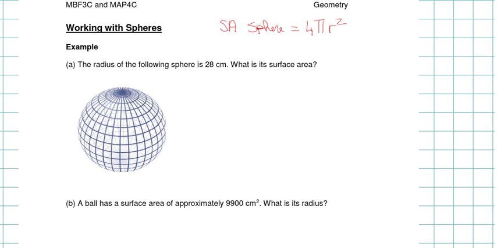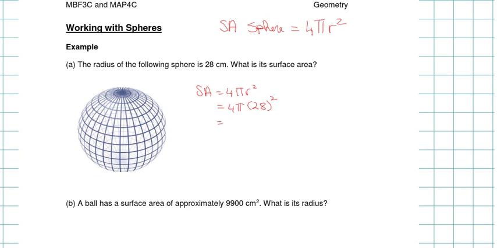So the radius of the following sphere is 28 centimeters. What's the surface area? It's as easy as plugging it into the calculator. So I know the radius, so the surface area is 4 pi r squared. I can plug it in, and then you can find the answer to the nearest decimal place. We don't have a rule for how many decimal places we usually leave this to, but I would say 1 decimal place is good enough.